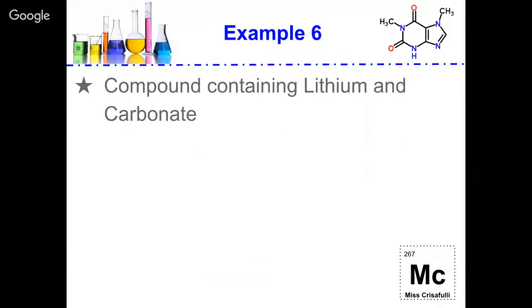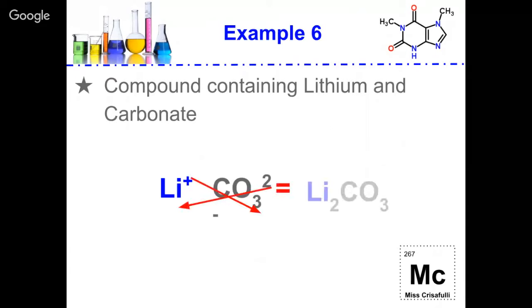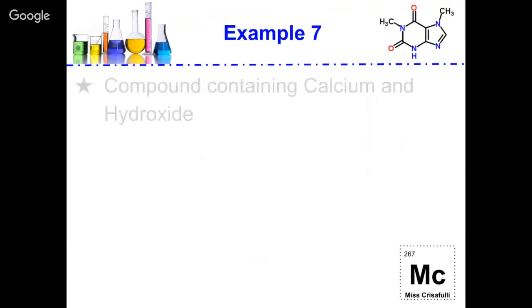Let's look at lithium and carbonate. So lithium is Li+. Carbonate is off of the 60 ions that you had to memorize, but carbonate is CO3 2-. Okay, and so when we crisscross our charges, we get Li2CO3. Now notice where that 2 came from. That 2 came from that carbonate ion. That's what its charge was. Let's look at another one.